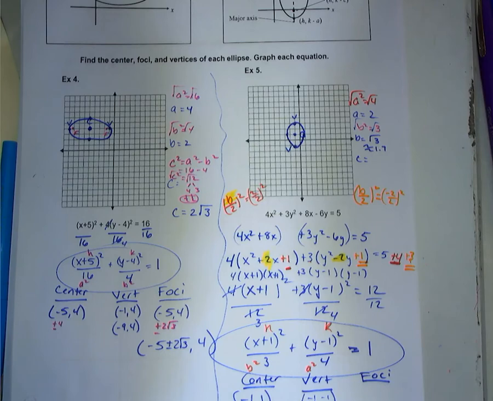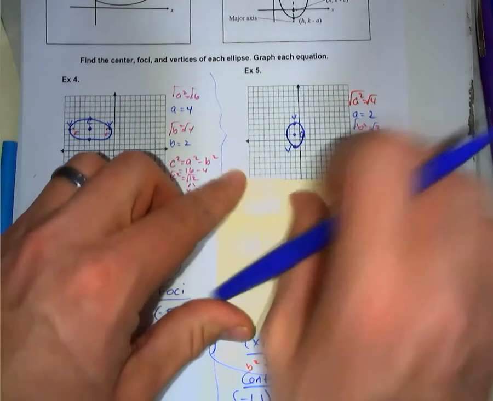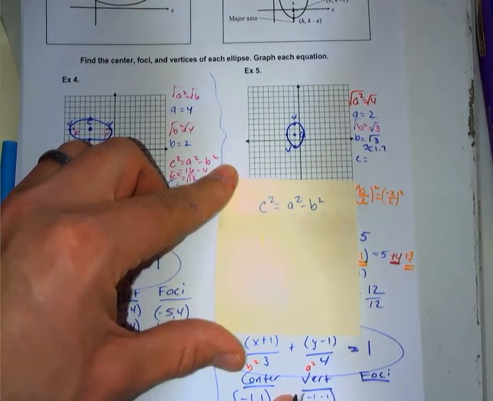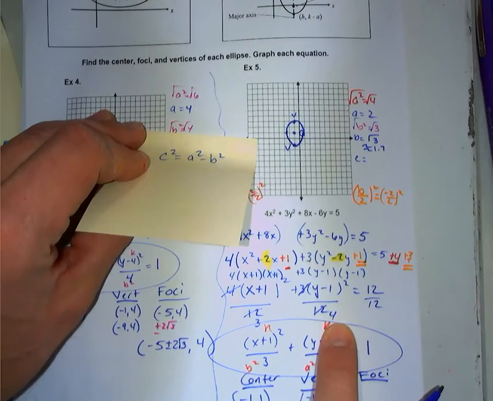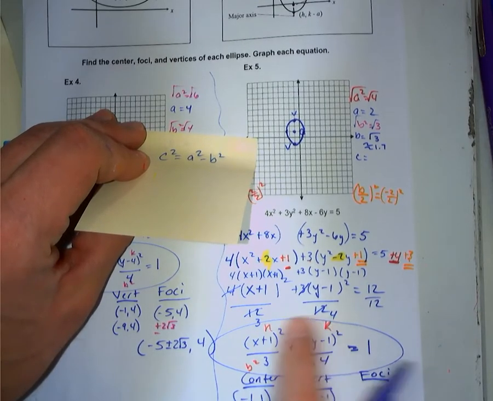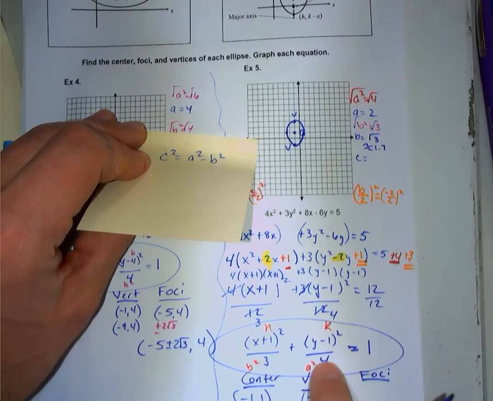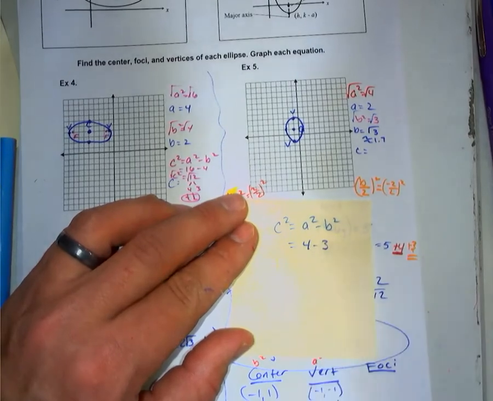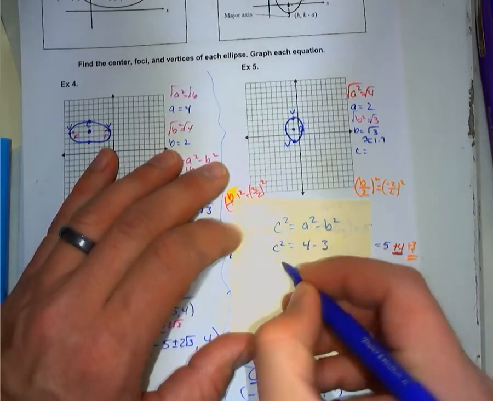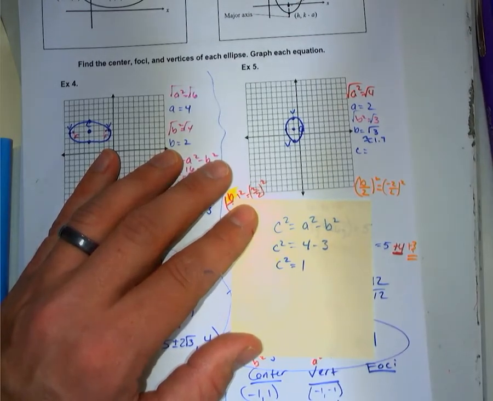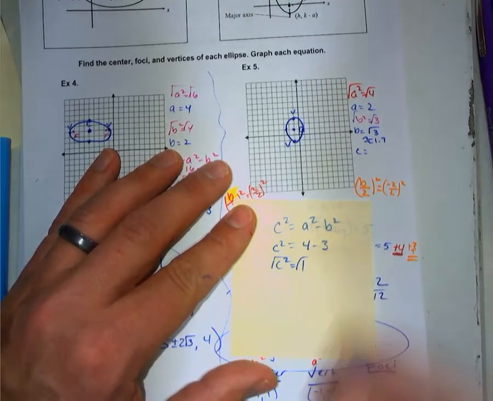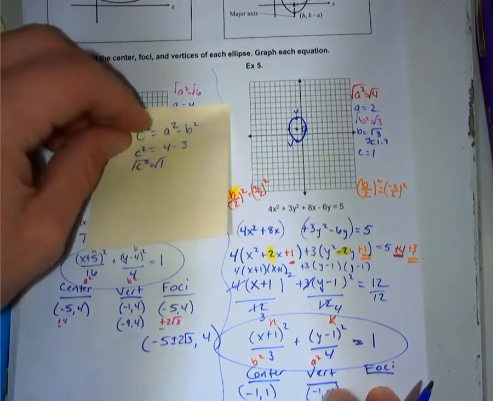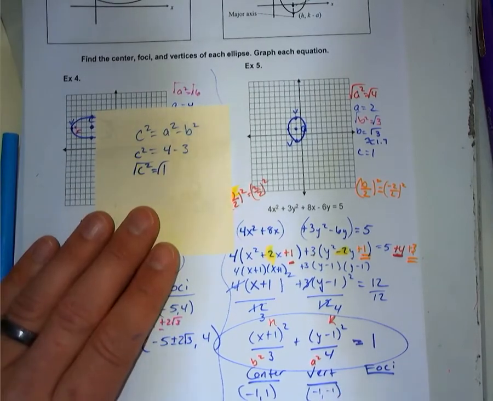Last thing I need is my C value. I'll just do that off to the side here. So again, C squared is equal to A squared minus B squared. As I take a look, A squared is 4 and B squared is 3. So make sure you don't take 2 and root 3. Make sure you grab A squared and B squared. So take the big and little from the original equation. 4 minus 3. C squared is 1. So that means the square root of 1 is 1 for C. Okay, so again, 4 minus 3 is 1, square root of.